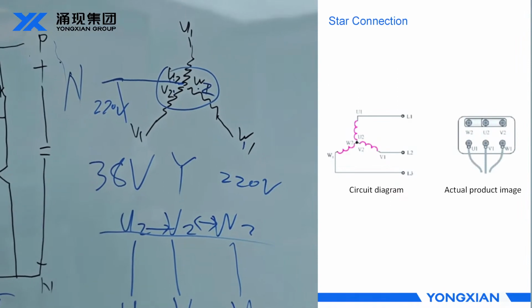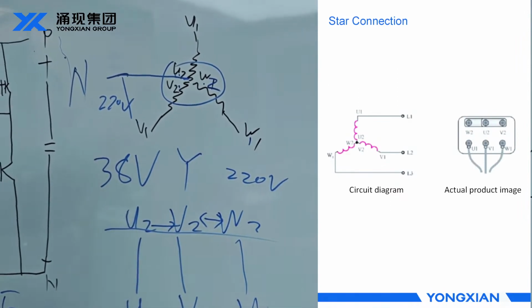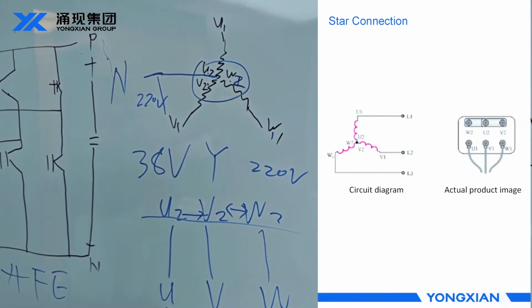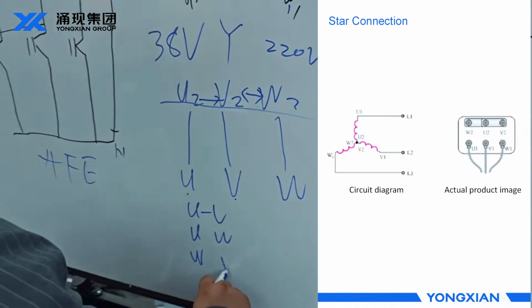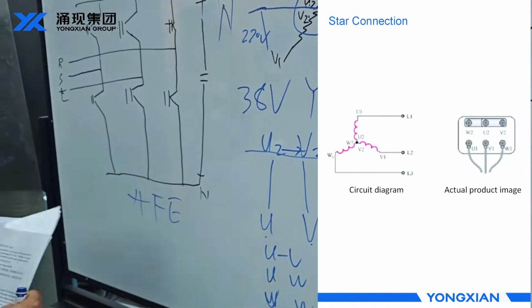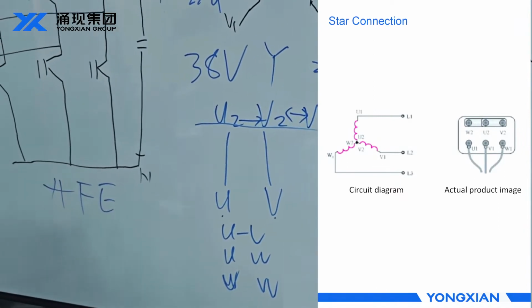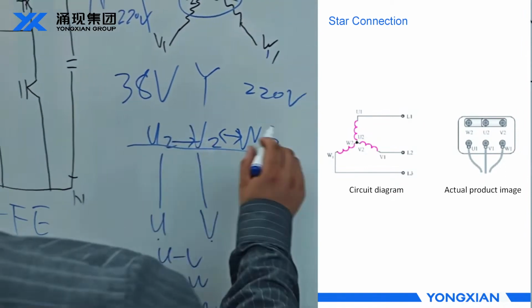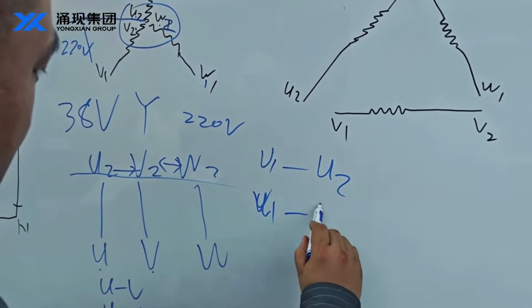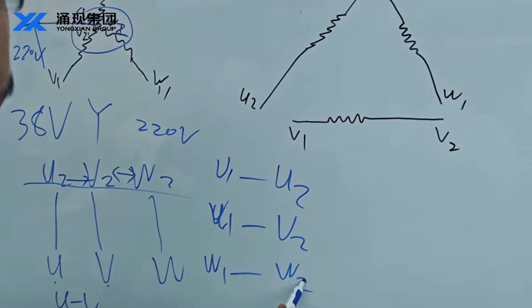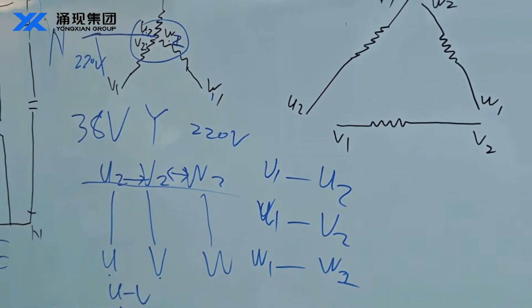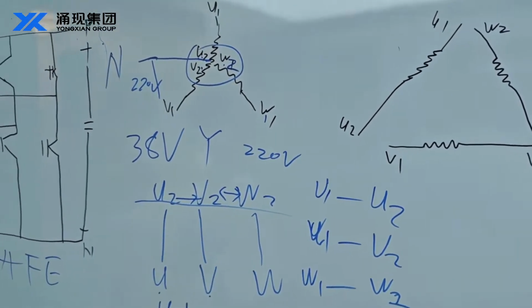How do we measure our star connection? We can separately measure the resistance between U and V, U and W, and V and W. If we remove this connecting piece, we need to measure the resistance from U1 to U2, V1 to V2, and W1 to W2.